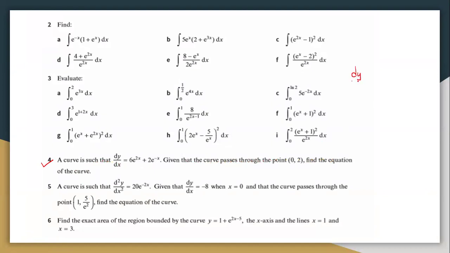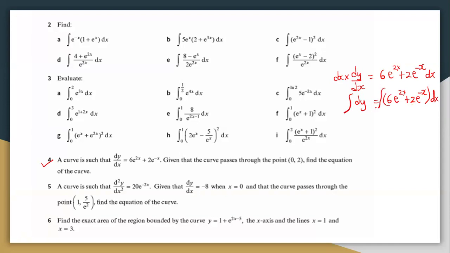We shall say our dy/dx is equal to 6e^(2x) plus 2e^(-x). When we multiply by dx on both sides, we end up with dy equal to 6e^(2x) plus 2e^(-x), everything with respect to dx. So what are we going to do? We are going to integrate.